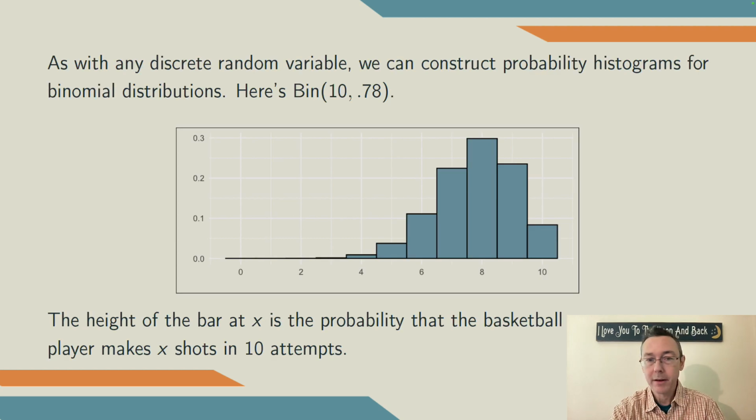As with any discrete random variable, we can construct probability histograms for binomial distributions. So here's one for the one that we've been looking at, for the binomial distribution with parameters n equals 10 and p equals 0.78. So for any x value on the horizontal axis, you can find the probability that she makes that many shots by looking at the height of the bar. So for instance, when x equals 8, we have a bar that is almost 0.3 tall. More exactly, we know that that bar is 0.298 tall, so that's the probability that she makes 8 shots.